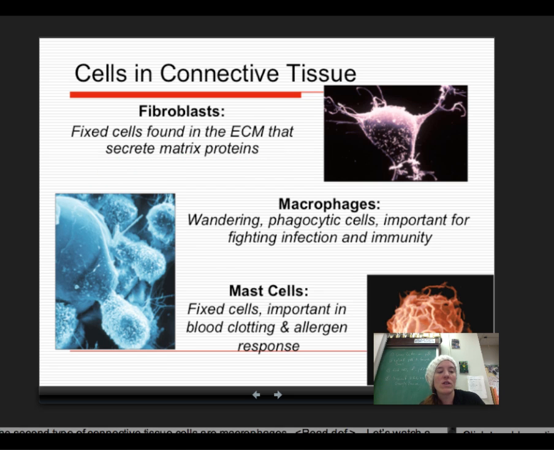And so we're also going to watch another brief clip on allergen response. So we're going to watch two clips now, one on the macrophages and one on allergen response.